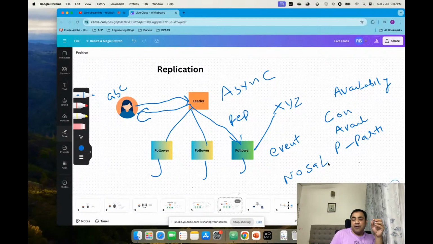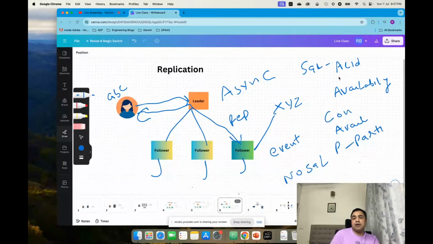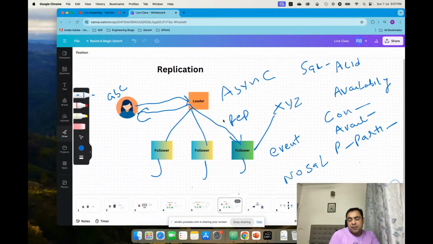Wherever SQL comes into the picture, ACID properties come into the picture, where you have atomicity, consistency, isolation, and durability. And in NoSQL, CAP theorem comes into the picture. CAP theorem says that consistency means we are talking about strong consistency. Strong consistency means when you make changes at the leader, whoever is reading from any of the nodes should get the recent data.